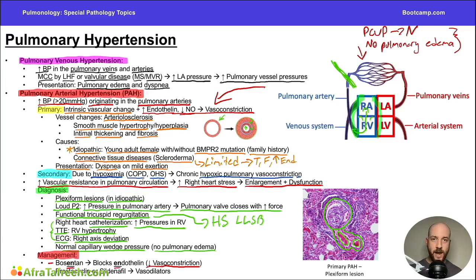And finally, remember that not only is there an increase in endothelin that we can block with bosentan, but there's also a decrease in nitric oxide, and so we can supplement with things like prostacyclin or sildenafil, which are vasodilators. All right, and that's all we got for our video on pulmonary hypertension.